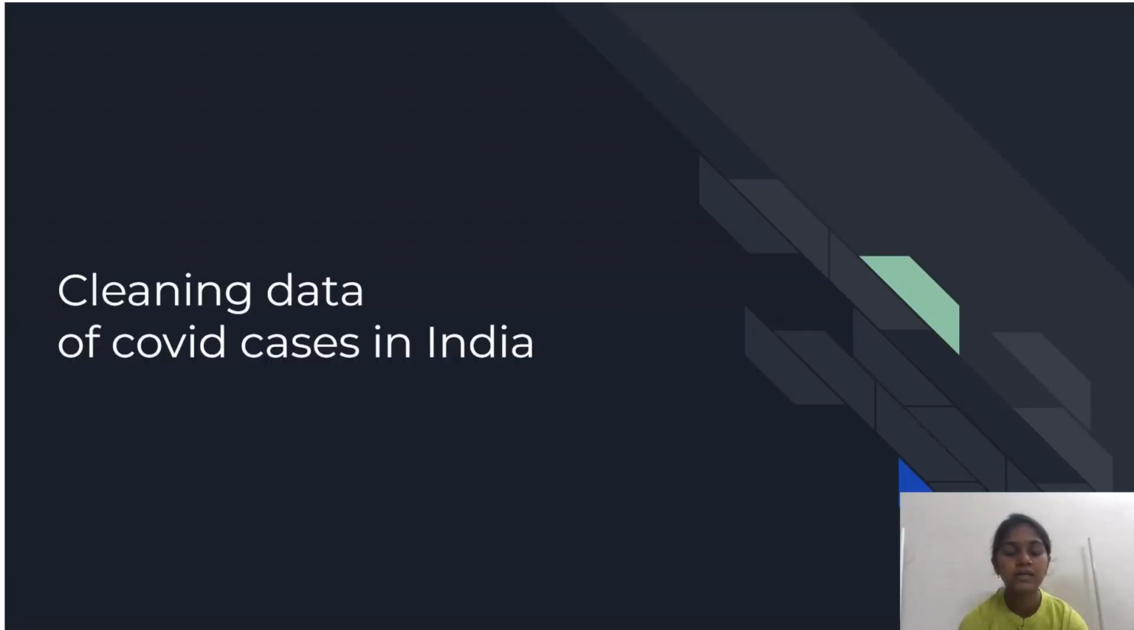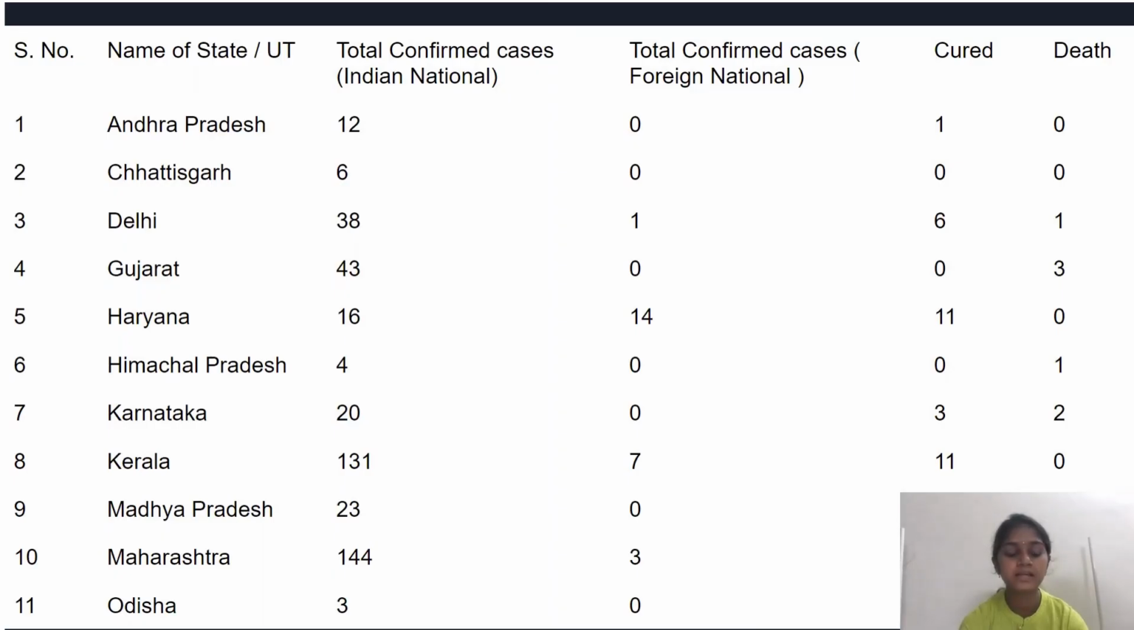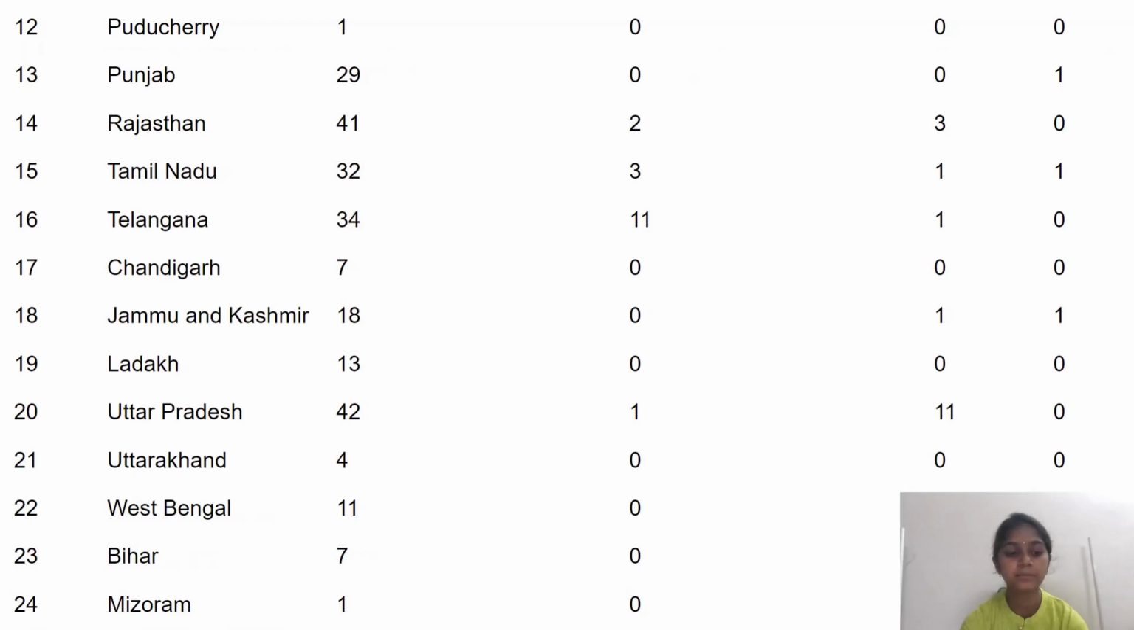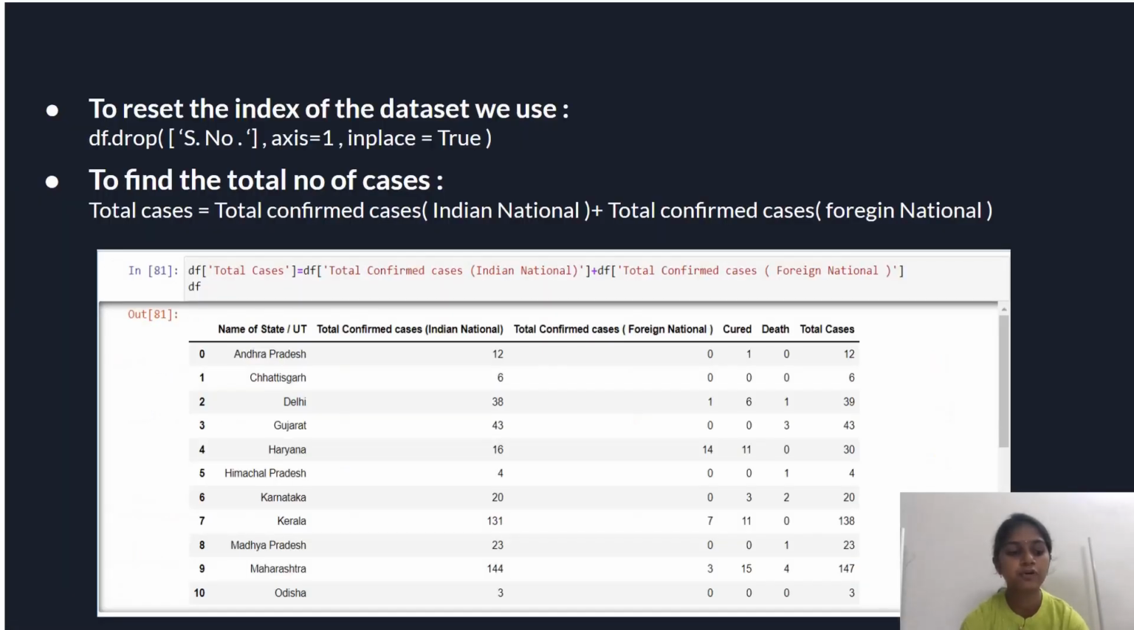Cleaning data of COVID cases in India. This is the raw data of the given file of COVID cases in India. During the cleaning process, we have to remove unwanted columns. To reset the index, here we are removing the column serial number by using the drop function. After that, to get the total number of cases, we are adding total confirmed cases in India and Indians who are living in foreign nations.